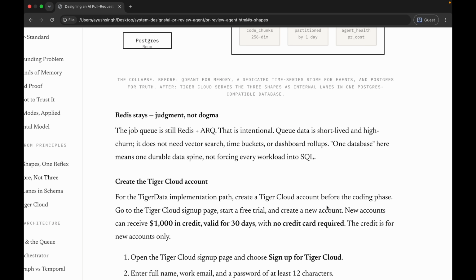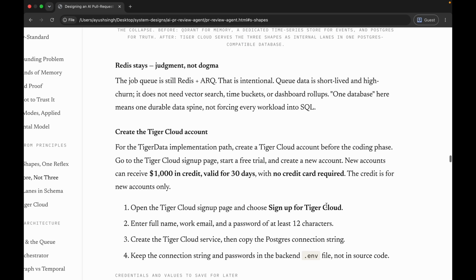Now we also have something known as Redis. We'll talk about Redis, but it will stay because eventually we want to queue our jobs into Redis itself. Before we start, I will also have to make you do this particular thing.